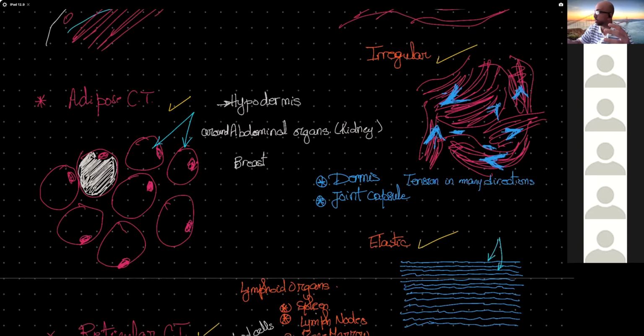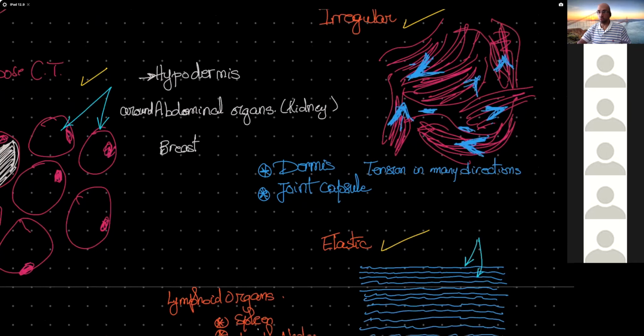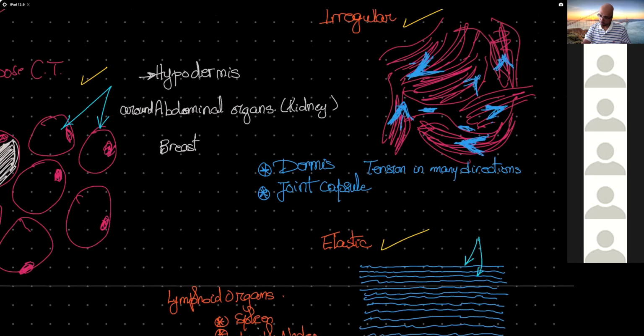What tissue are we looking at now? Are you still awake with me? What is the one that will allow tension in many directions? Only one still awake? 2, 3, 4. Yeah, here we go. Dense irregular. So where again do I have dense irregular? In my organs, but not inside the organ, surrounding the organ.